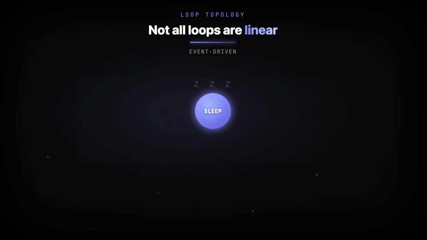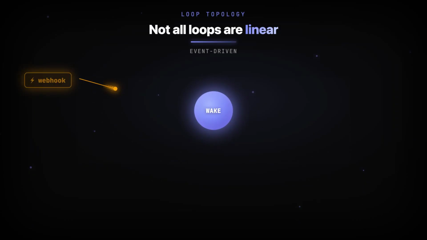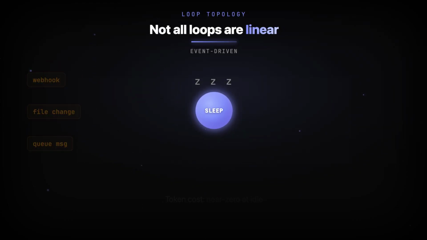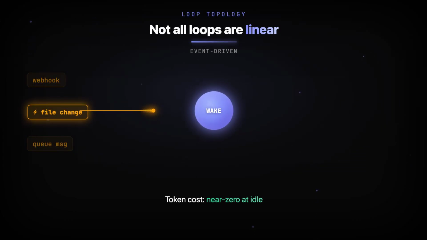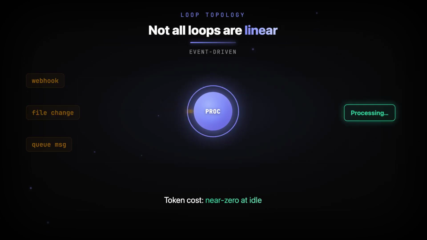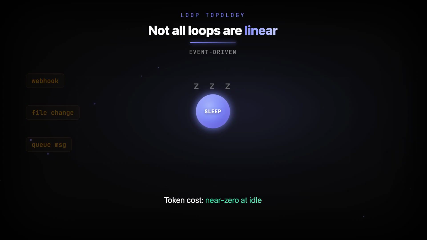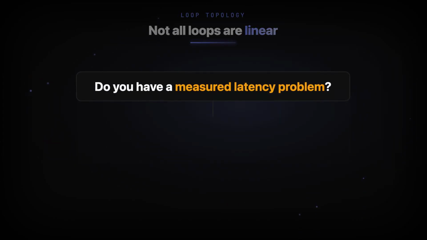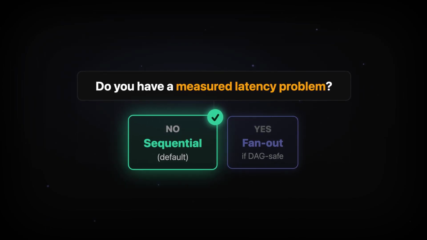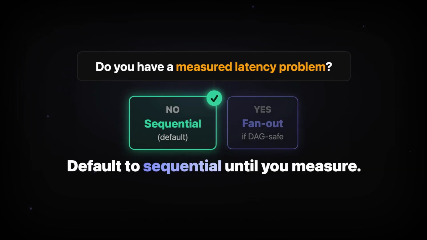Event-driven is least common but often the most efficient. The loop sleeps waiting for an external signal: a webhook, a file change, a queue message. It wakes, processes, sleeps again. Token cost is near zero at idle. This is the right shape for any loop that's waiting on the world. Monitoring pipelines, reactive workflows, trigger-based systems. Don't build a polling loop with a sleep statement. Use a message queue. The heuristic: default to sequential until you have a measured latency problem. Premature parallelization adds coordination complexity without a clear win. Optimize when you have a number that tells you to.